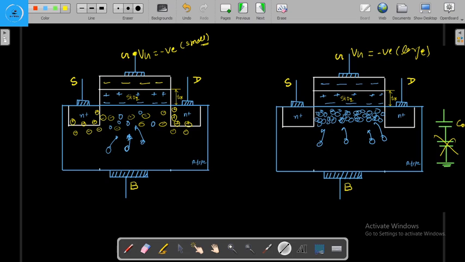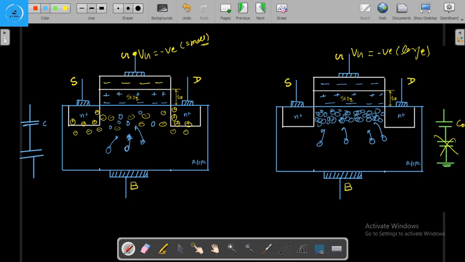And in this case, this is the C O, the gate oxide capacitance, and this is the depletion capacitance, right? This is the depletion capacitance.